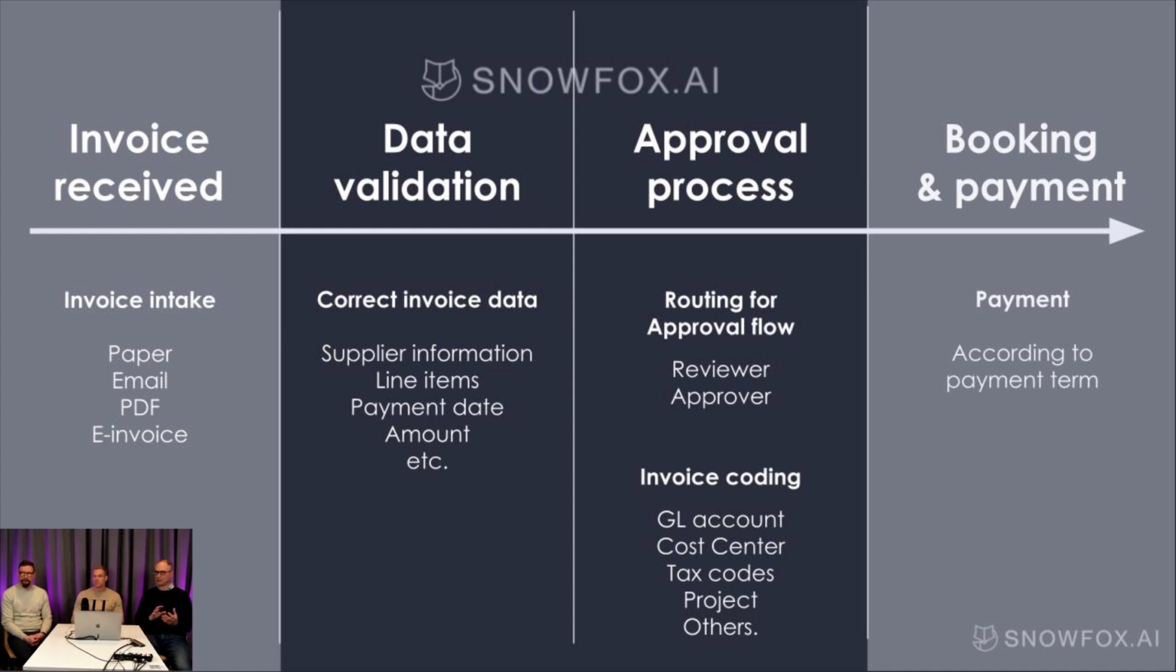But that said, OpenText VIM has the data validation in place anyway. And then Snowfox offers the routing data for OpenText VIM: who is the reviewer, who is the approver, to whom to send the invoice, and then the invoice coding: GL accounts, cost centers, tax codes, projects, and so on. And actually, as I said, it doesn't matter how many different dimensions or cost items you have there. It depends on the customer.